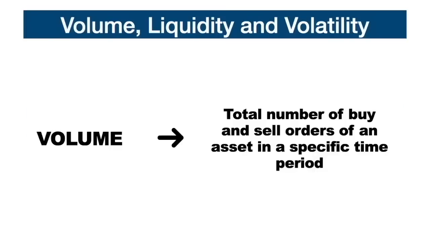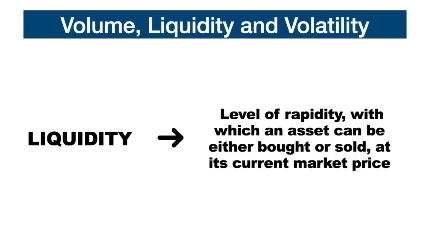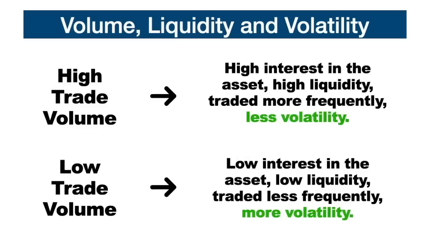The term volume refers to the total number of positions that have been opened during a given period of time. The term liquidity refers to the level of rapidity with which an asset can be either bought or sold at its current market price. Volume and liquidity are considered interrelated because the trading volume is an indicator of the total liquidity in an asset. A higher trade volume indicates a greater overall market interest for a particular asset, as well as an indication of a high liquidity level.